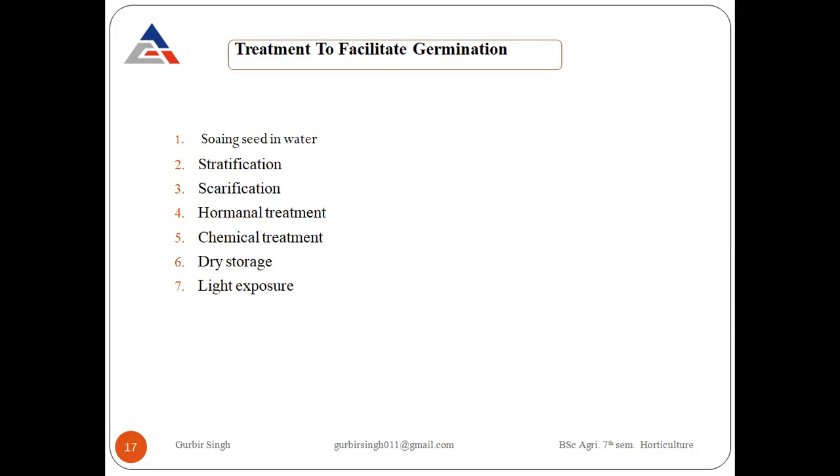Next is stratification. Stratification, also called moist chilling, is the practice of exposing the seed to low temperature for a considerable period after ripening of the embryo, which is helpful in the germination of seed. Next is scarification. It is the process of mechanically breaking or softening the seed covering to make it permeable to water and improve gas exchange.